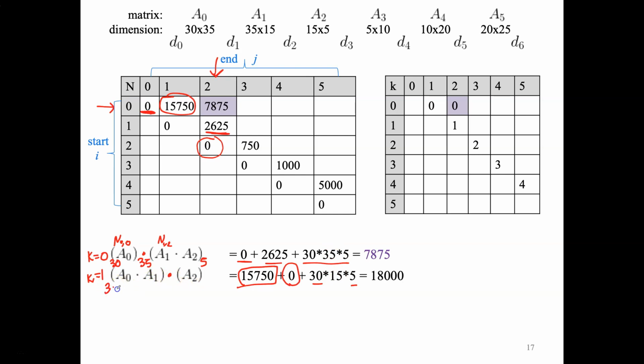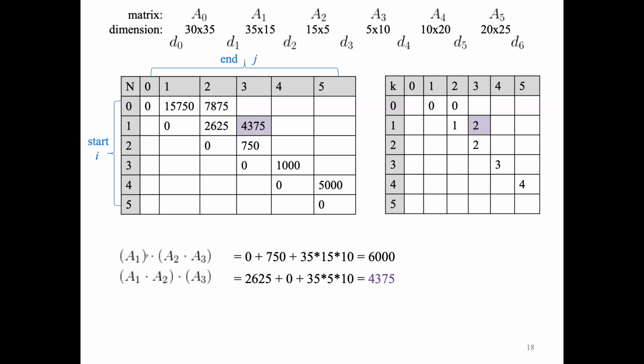We have this is a 30 matrix, a sub 1 is a 35 by 15, and a sub 2 is a 15 by 5. So the last part is the product of those dimensions, 30, 15, and 5. Now between these two values, we take whichever one of these was smaller, which is this one here. So we record that smallest value in our n table, and we record in our k table in the same cell what k value gave us that small value. And in this case, this is when k is equal to 0. Okay, let's do another example of that in the next cell.